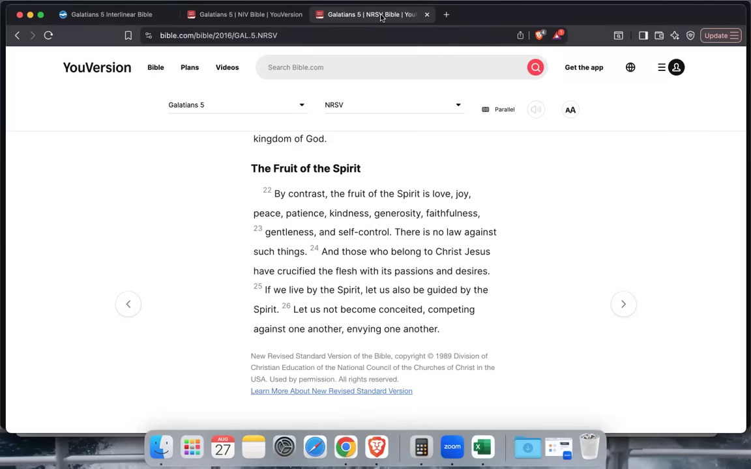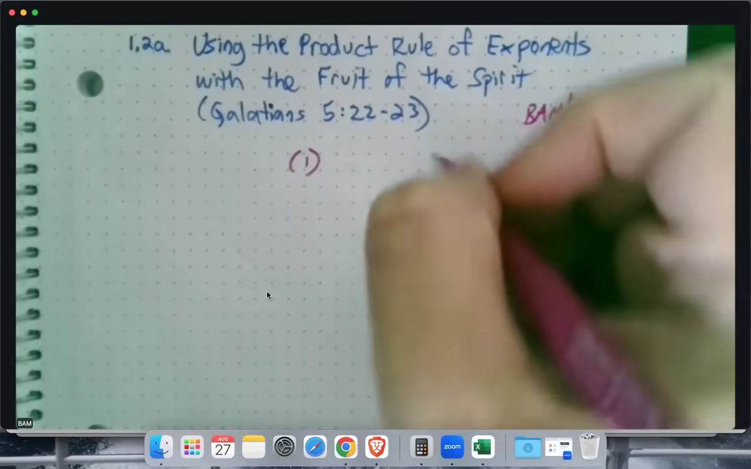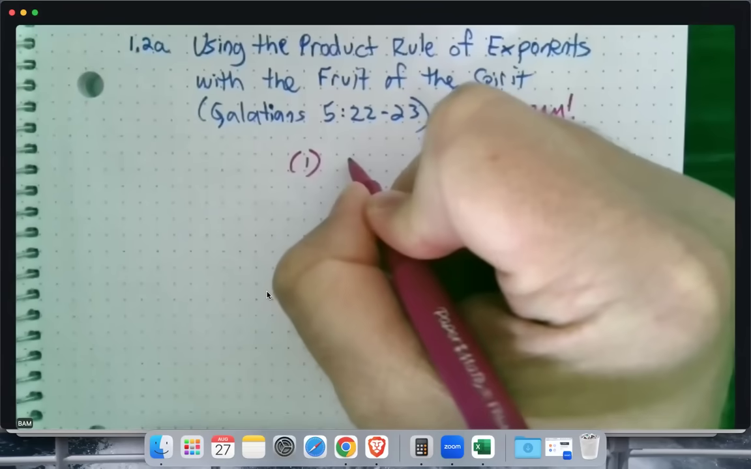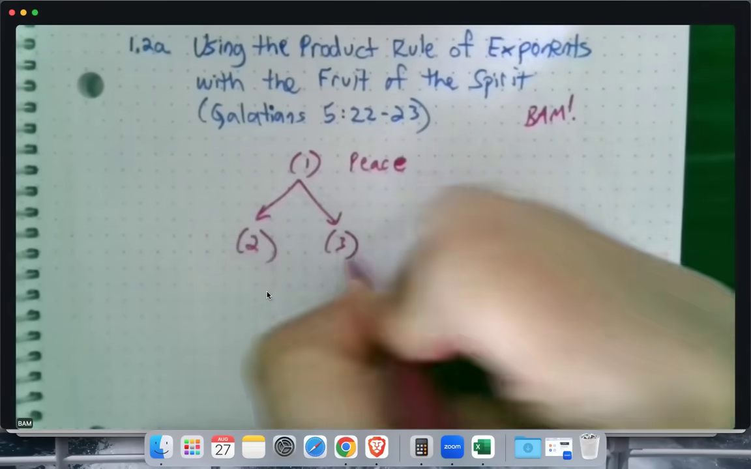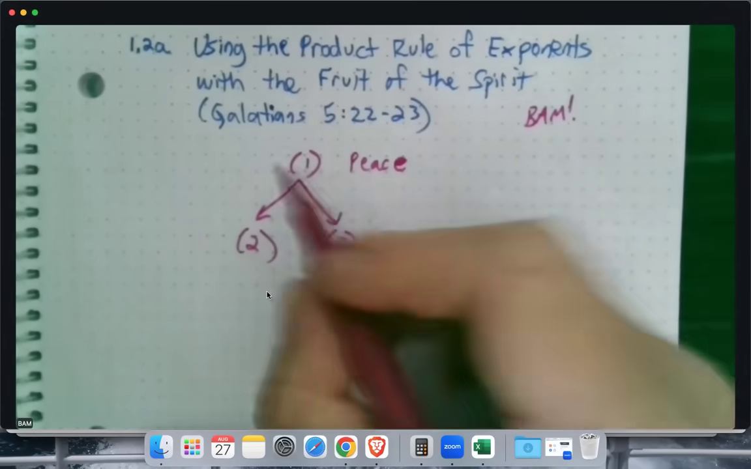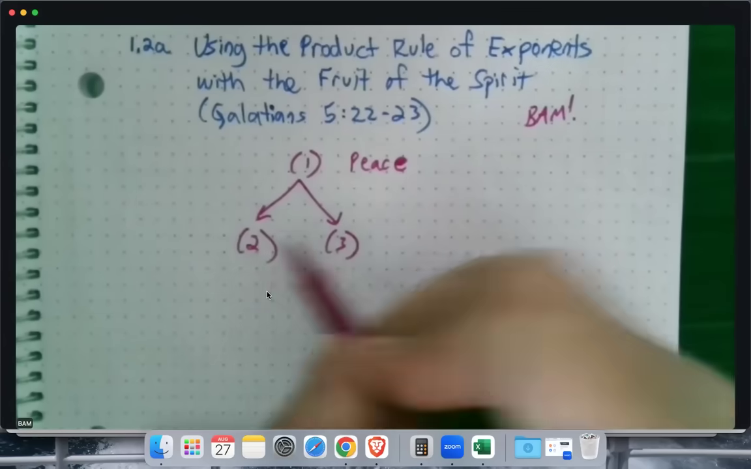For example, in the New Revised Standard Version, Galatians chapter 5 says, "By contrast, the fruit of the Spirit is love, joy, peace, patience, kindness, generosity, faithfulness, gentleness, and self-control." So let's say we have one piece of fruit that is the fruit of peace, and we plant the seeds and we get two fruits. Just like if you take an apple and plant the seeds, you could get more apple trees.